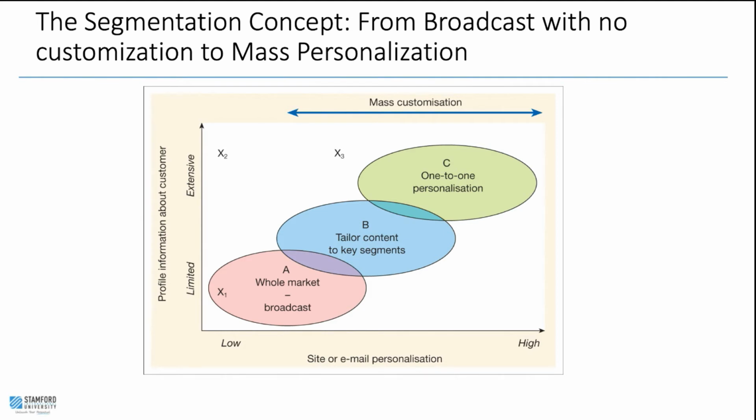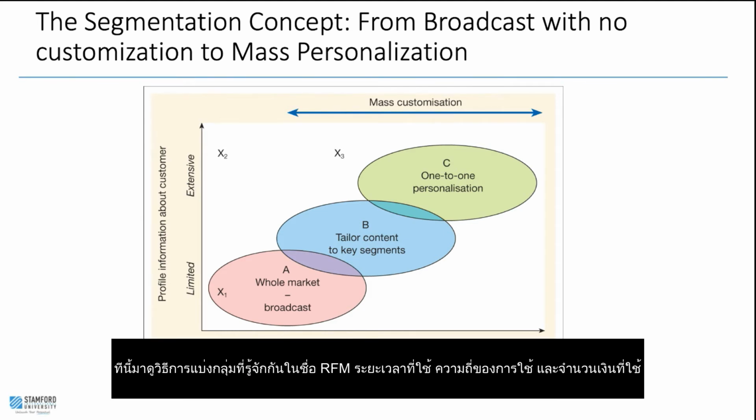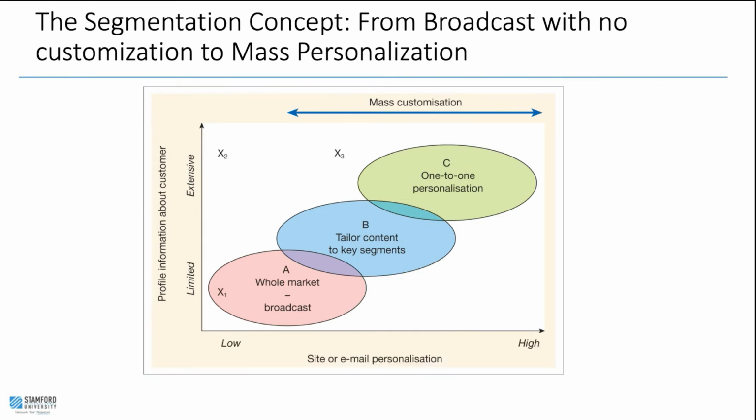So the most popular form of segmentation in the retail space is something known as RFM, recency, frequency, and monetary. And we're going to review that on the next slide.